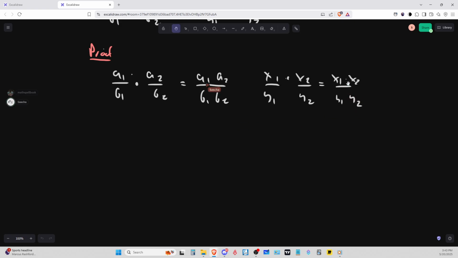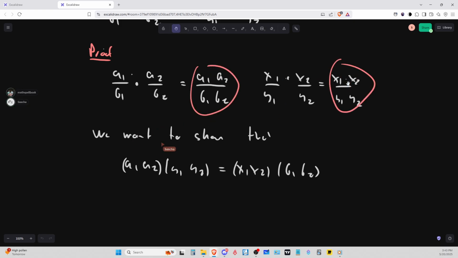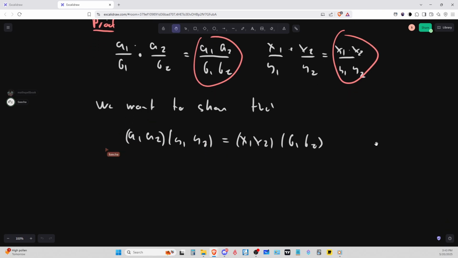So we basically have to check that when we do the cross multiplication test with those two fractions, we get the same thing. So we want to show that it's going to be a mess. a1 a2 times y1 y2 is equal to x1 x2 times b1 b2. This is just checking that this fraction and this fraction are equal. It's just that our fraction is so big that it looks like a mess. So that's our goal.